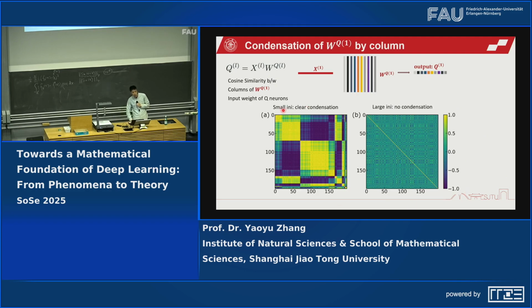If you use small initialization, you observe this cosine similarity matrix of the query or other matrices. You can see very strong condensation happen, and in this pattern it predicts -10. However, if you have a very large initialization, there is only a very mild or minimal level of condensation, and therefore it is not able to really learn the minimal complexity explanation.